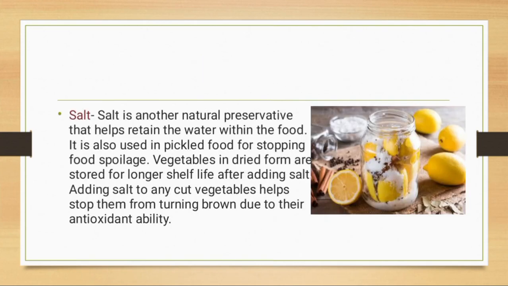Salt. Salt is another natural preservative that helps retain the water within the food. It is also used in pickled foods to prevent food spoilage, and vegetables can be stored for a longer shelf life. Adding salt to cut vegetables helps stop them from turning brown due to its antioxidant ability. Salt works by drawing water out of food, causing dehydration. It inhibits microbial growth.